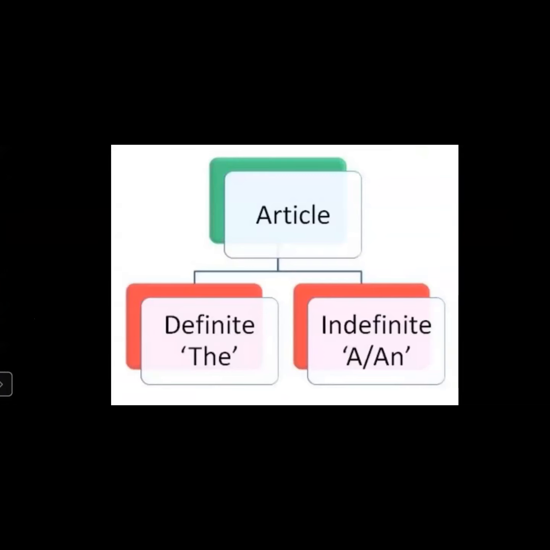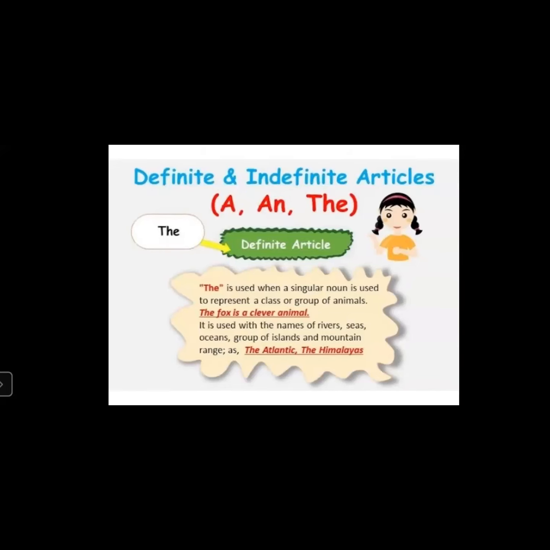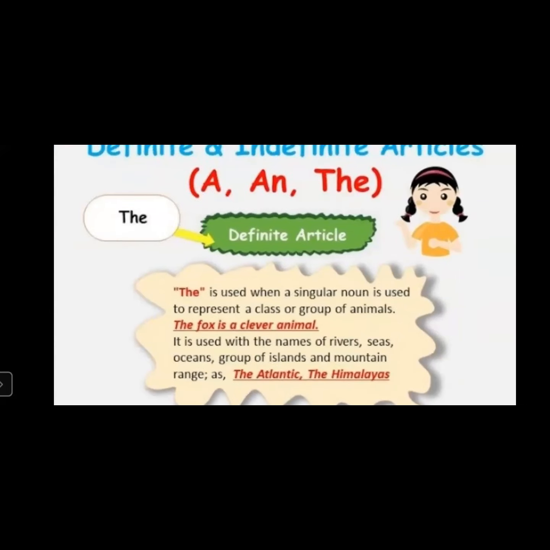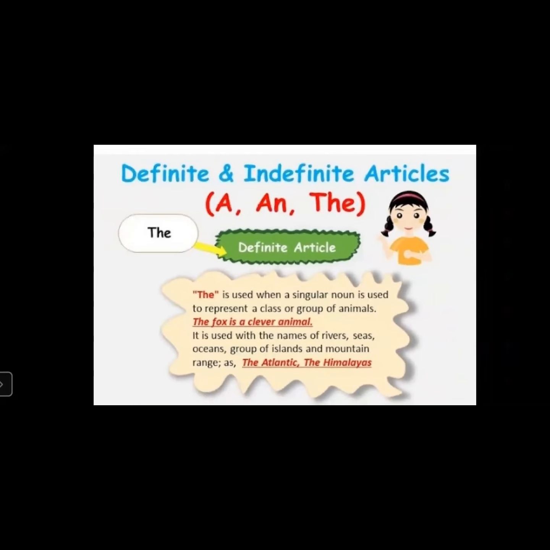Now, articles are divided into two groups: definite articles and indefinite articles. How many groups is it divided into? Two groups: definite article and indefinite article. Definite article is the, whereas indefinite articles are a and an. Now we will see where to use the definite article and where to use the indefinite article. See here. The is called the definite article.